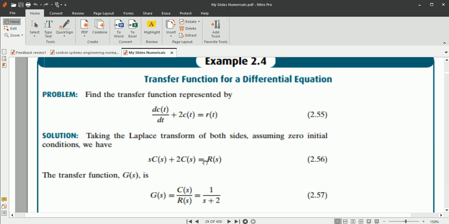So is this example clear, or are you just confused again? It's very simple.